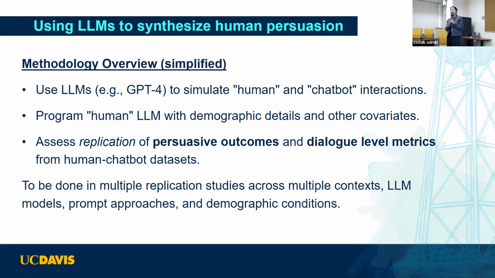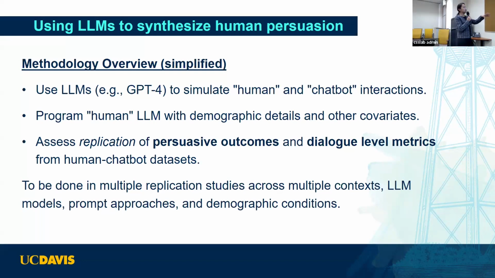So in this research using LLMs to synthesize human persuasion approach, the methodology overview is that we use LLMs, in this case the GPT-4 model, to simulate both the human and the AI chatbot interactions. We program the human LLM agent with demographic details and other covariates that are relevant to the persuasion context. And we assess replication of persuasive outcomes and dialogue level metrics from human chatbot datasets that have been collected in the past. And this is to be done in multiple replication studies across multiple contexts, LLM models, prompt approaches, and demographic conditions. So basically, each of these factors is one area where we can consider systematically changing and manipulating.